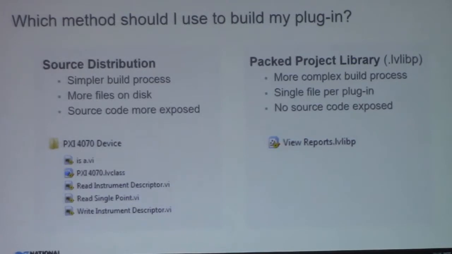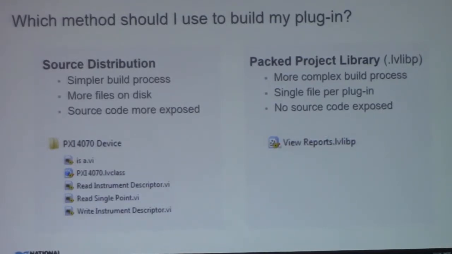So which method should I use to build my plugin? There are two main ones. One is doing a source distribution where you remove the block diagram, so they're VIs, but they're not really modifiable. And then there's also a pack project library, which is going to be a single file. If you look on the screen, physically, on your computer, this is what it looks like. This is what one plugin would look like as a source distribution. This is what the same plugin would look like as a pack project library.